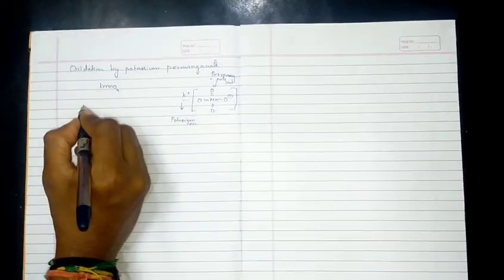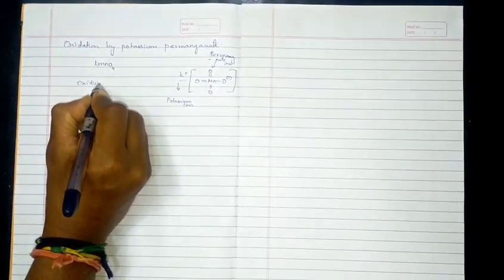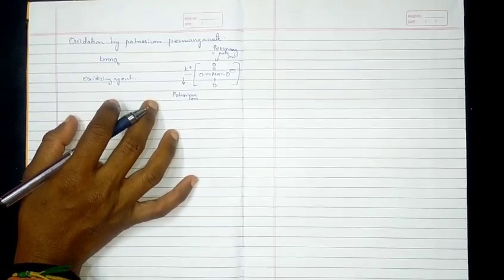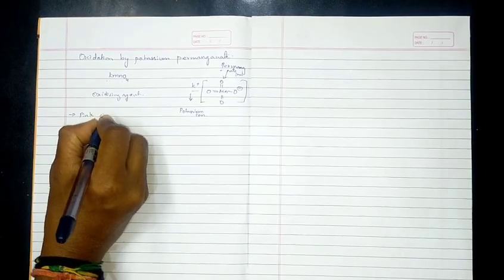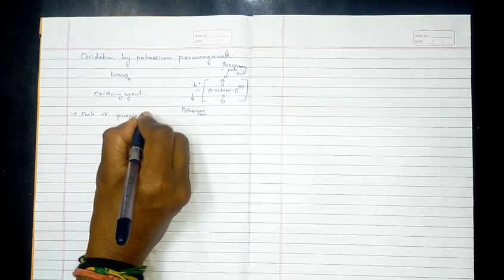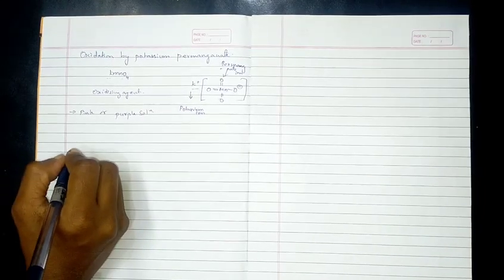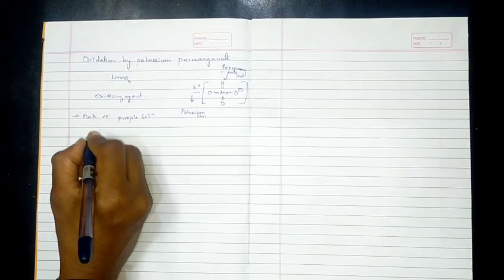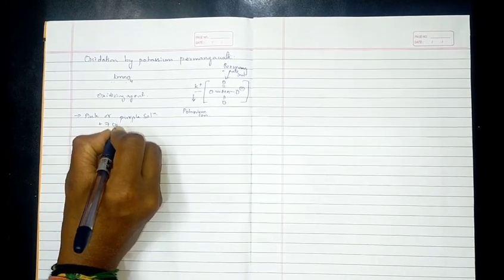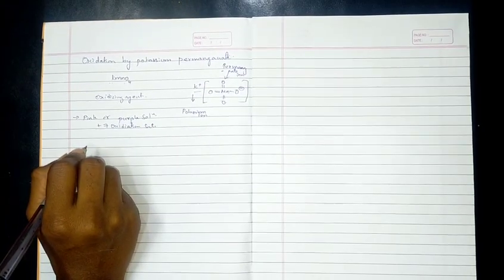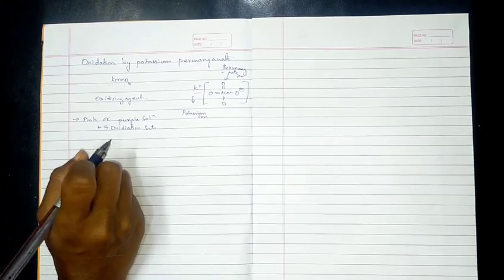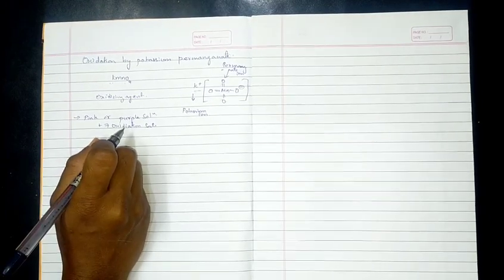It is a strong oxidizing agent. The next thing is that it dissolves in water and instantly gives a pink or purple color solution, because manganese is in the +7 oxidation state.